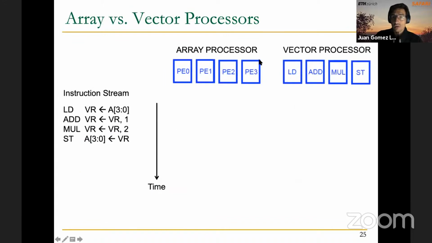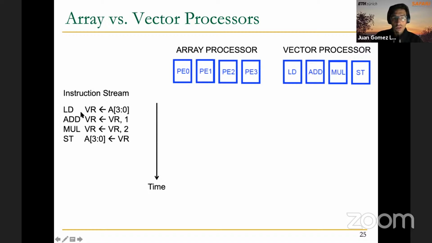As you can see in the array processor, we have 4 processing elements that are all equal to each other, while in the vector processor, we have more specialized processing elements, for example, for load, addition, multiplication, or store operations. Here we see an instruction stream. This is kind of a pseudocode of a SIMD instruction stream.